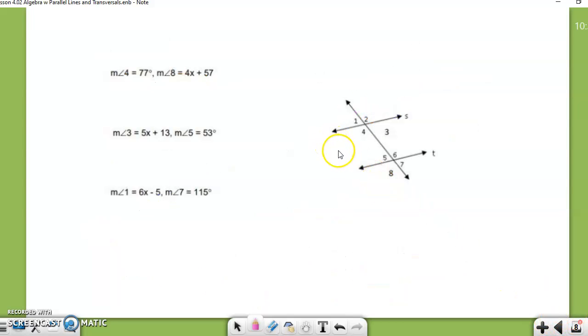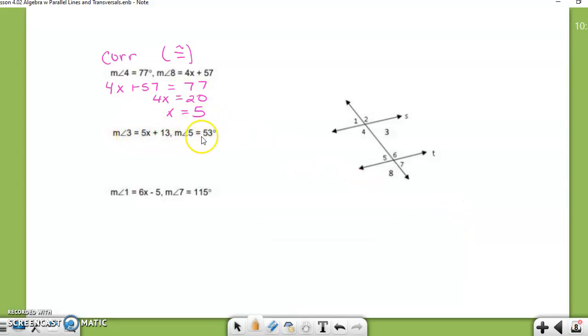Okay, moving on to some more examples here. If the measure of angle 4 is 77 degrees, and the measure of angle 8 is 4x plus 57, these are corresponding, and that makes them congruent. So I would set them up equal to each other. Solving for x. Move on to the next one.